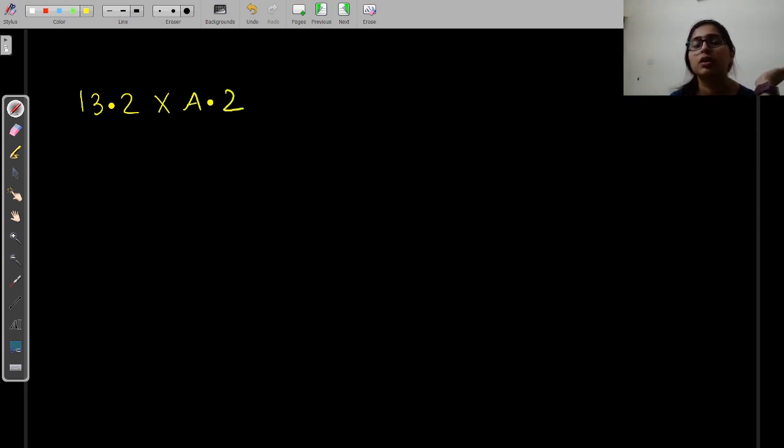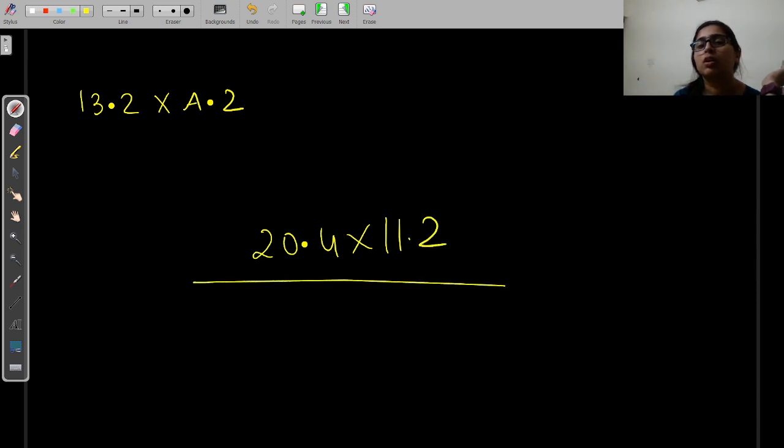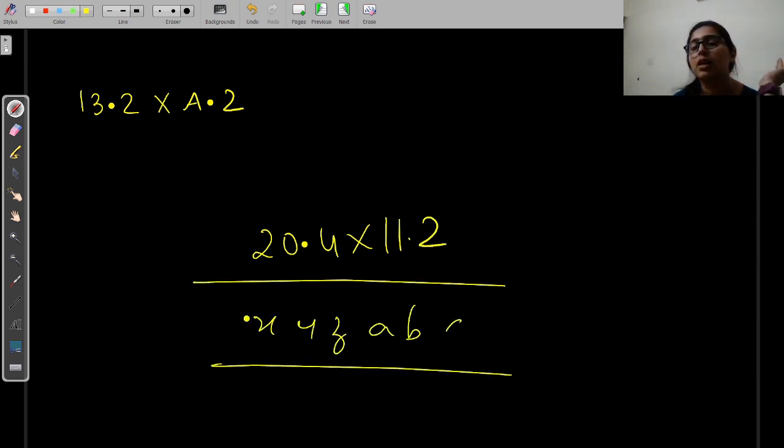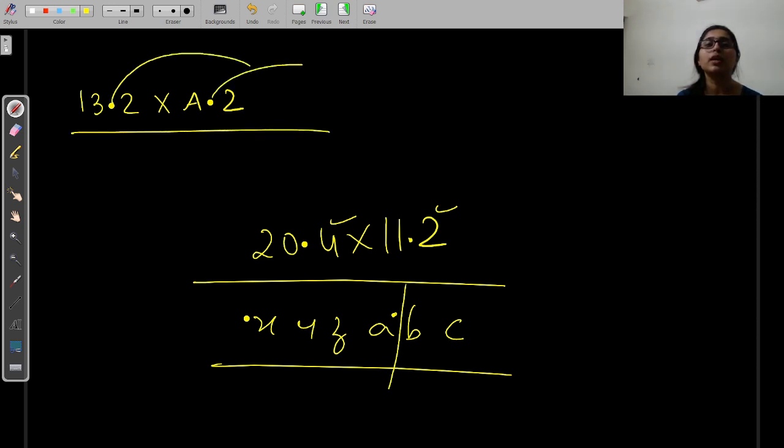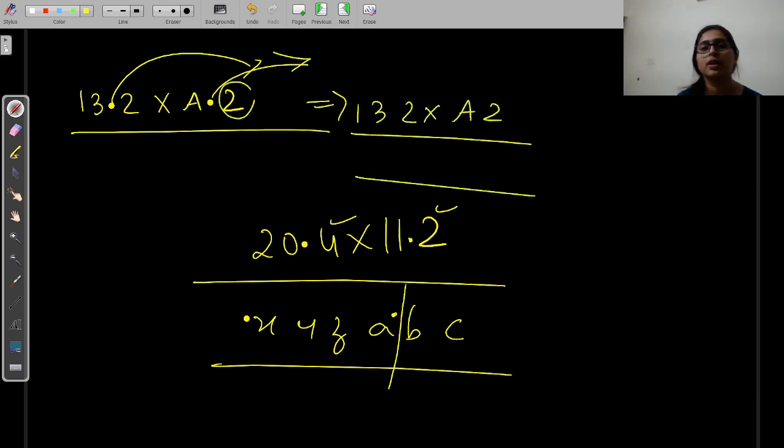However, you were seeing this in decimal, right? 20.4 into 11.2. You were writing the answer as something like XYZ, ABC, and after that, this one digit, this one digit, so after 2 digits I put my decimal point. Here also it is the same thing. First, without the hexadecimal point, perform the multiplication 132 into A2. Then see how many digits there are, leave that many digits and put the hexadecimal point. That will give you the answer.